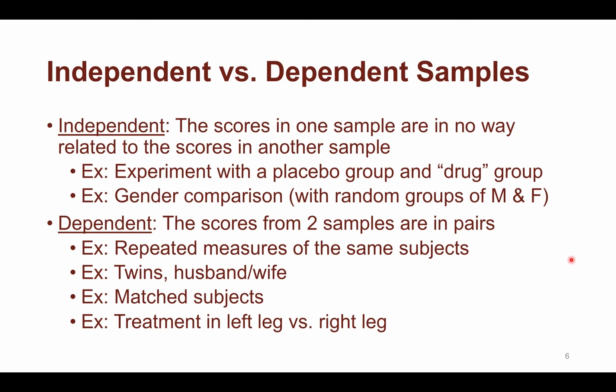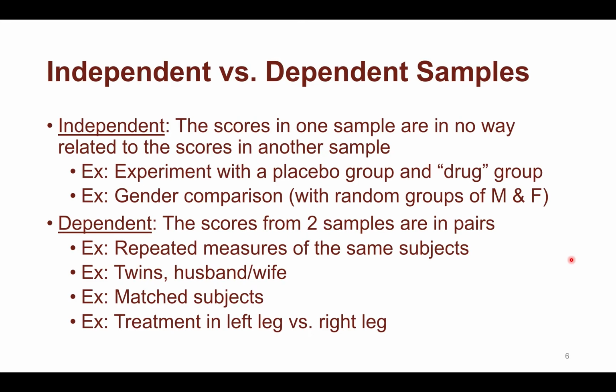A dependent samples design would be one in which the scores from the two groups are paired in some way. So for example, if you have males and females, but they're spouses, like husbands and wives, and they're paired, then that would be dependent samples.